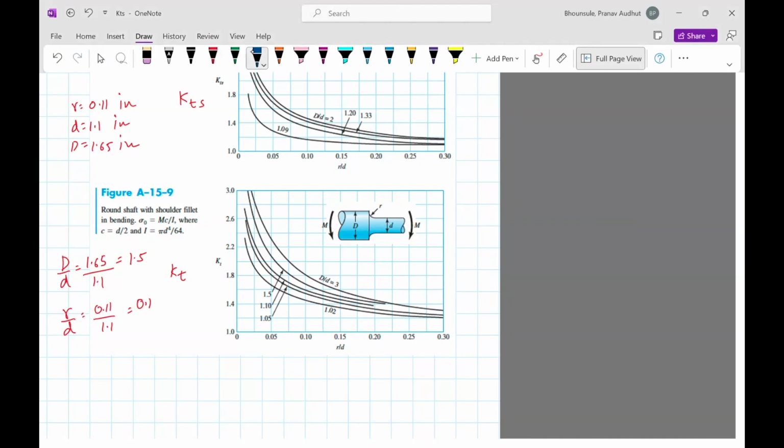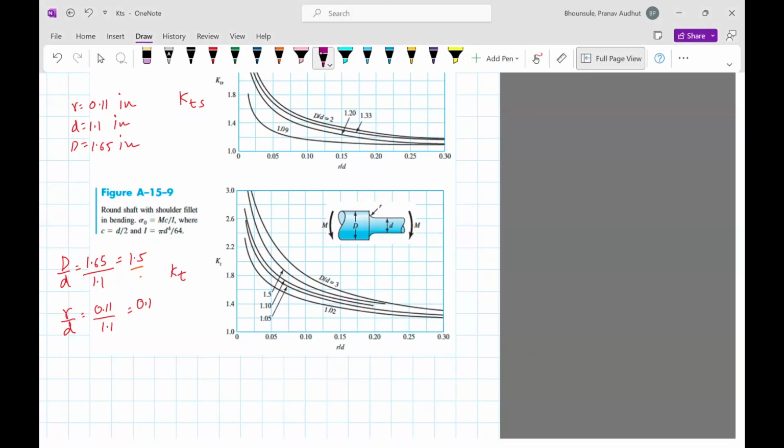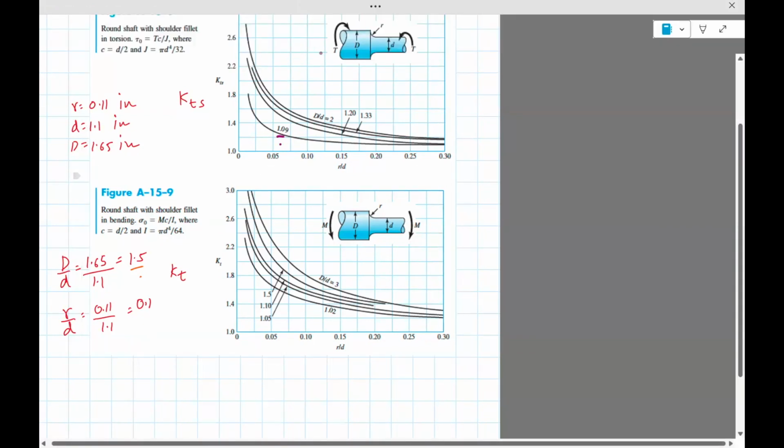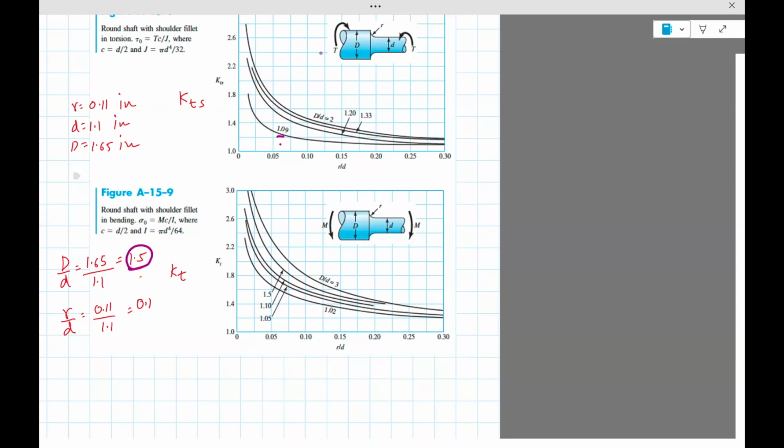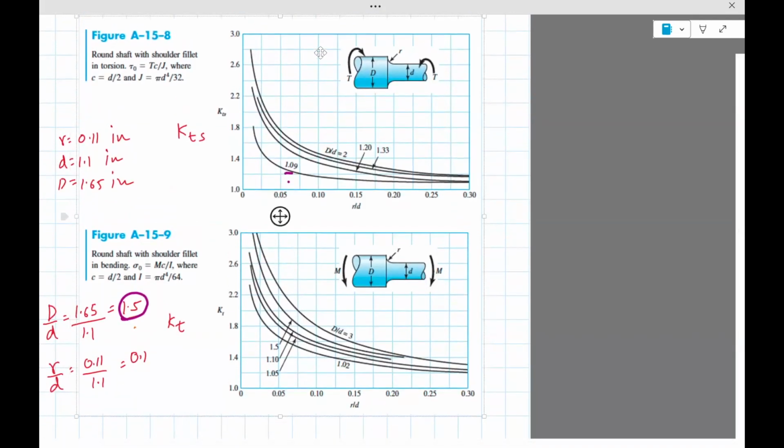Let's try to pluck the Kt from this figure, Kts from the figure. For Kts, let's look at the line for 1.5, different color. Okay, so we have 1.09, 2, 1.2, 1.3. We don't quite have 1.5, so we'll have to interpolate between 2 and 1.33, which is okay. The lines are so close, you can choose one of those. If you look at r divided by d, then it's 0.1. So we are looking at this line, and then either that point involving 2 or 1.33. So it's approximately here.